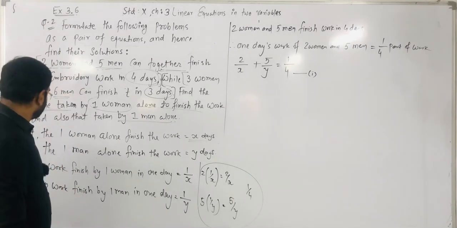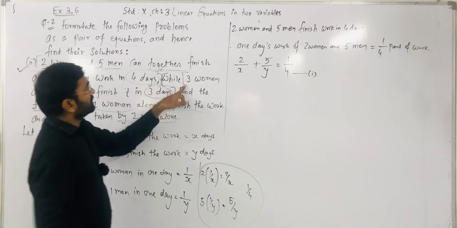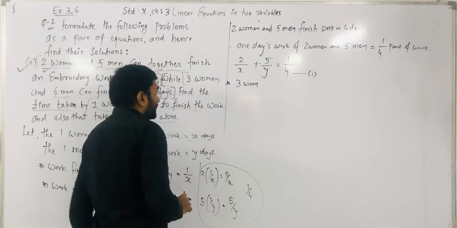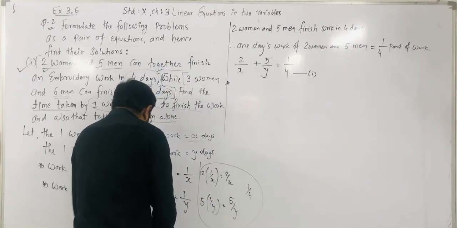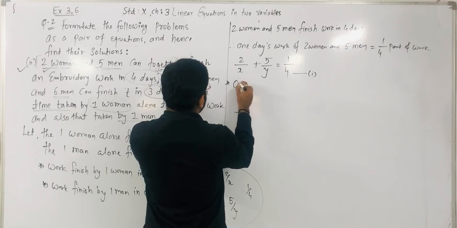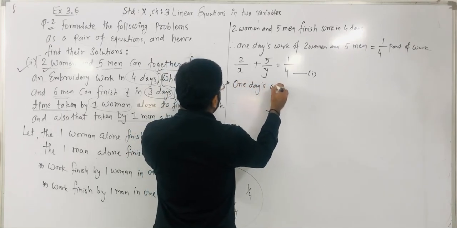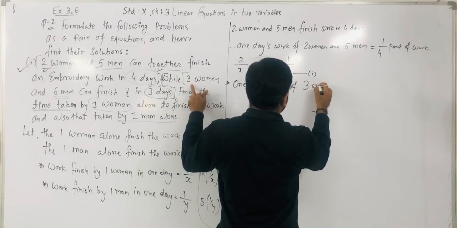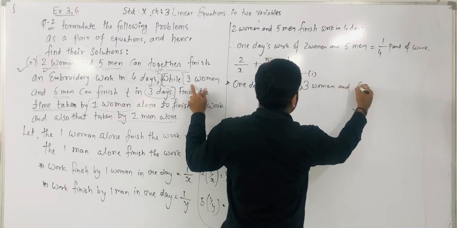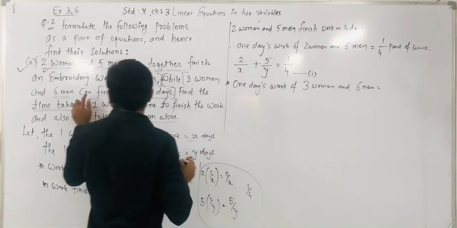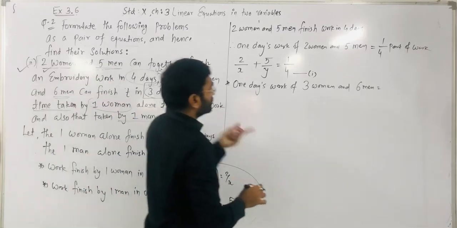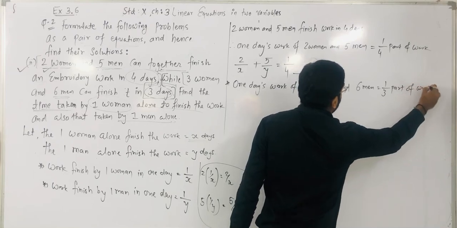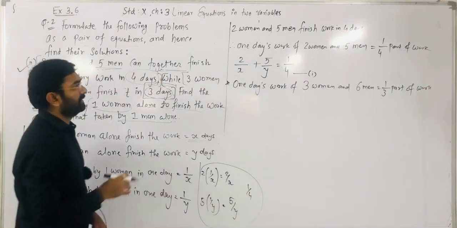Okay, now the second condition we have to consider, in which three women and 6 men work. I directly write 1 day's work of 3 women and 6 men is equal to what? How many days do they take? Total days they take is 3 days. So we can say it is 1/3 part of the work completed in 1 day.